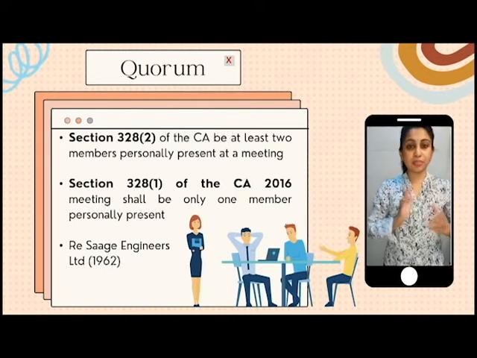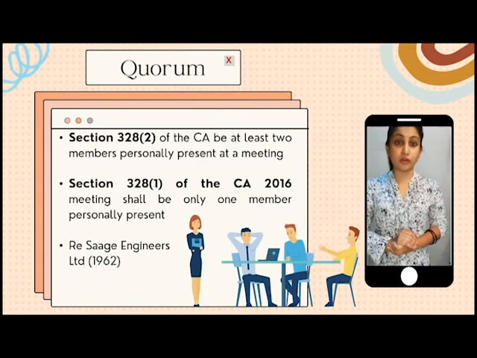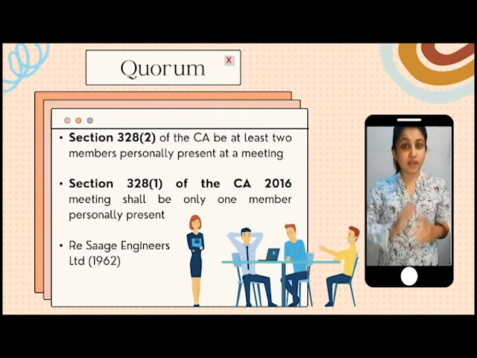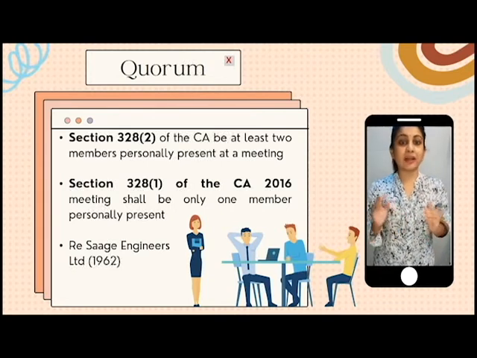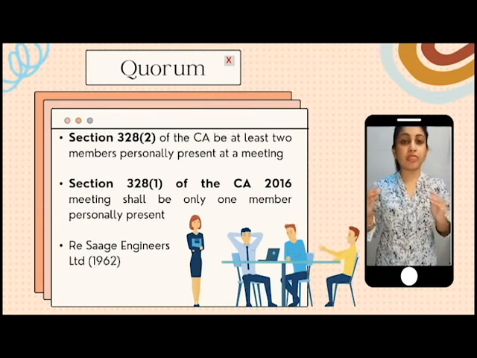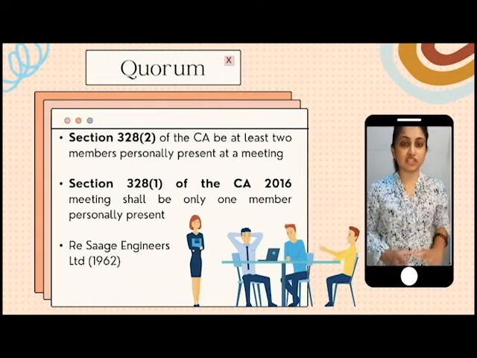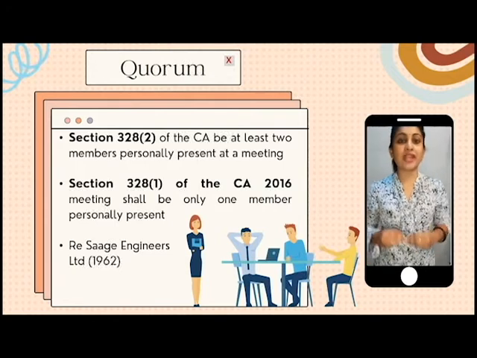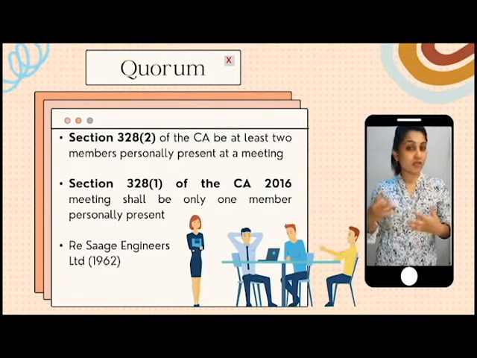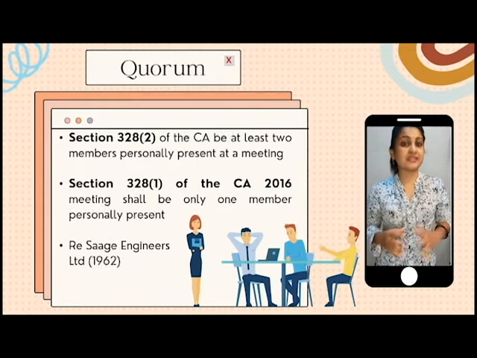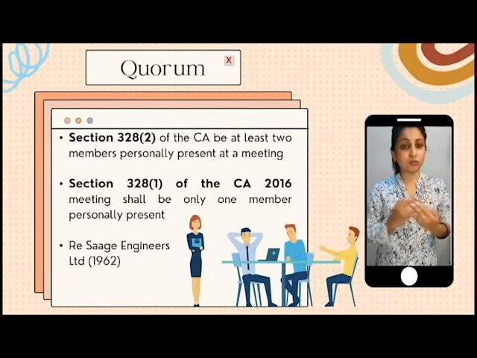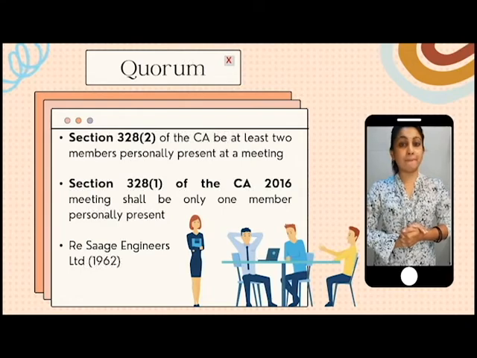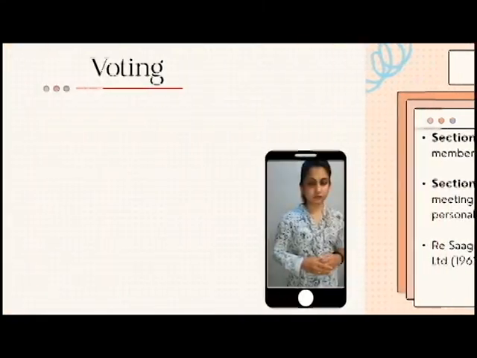However, Section 328(1) of the Companies Act 2016 recognizes that where the company has only one member, the quorum for the company's meeting shall be only one member personally present. Quorum is required at the commencement of the meeting. However, it must be stressed that if the quorum is 2, then it must be maintained throughout the meeting. There cannot be a meeting of one person.